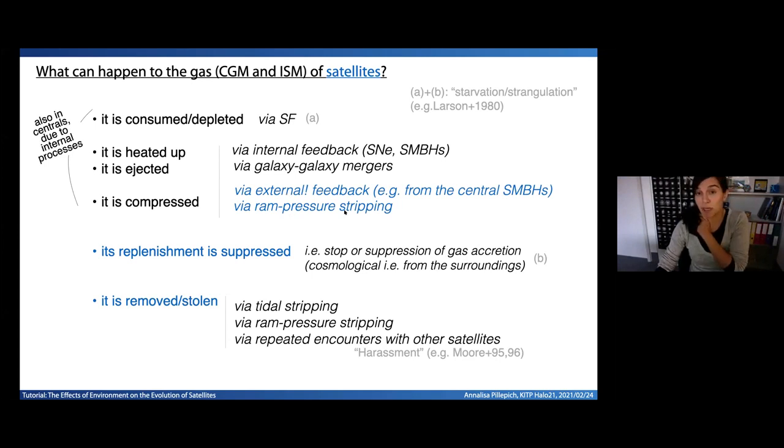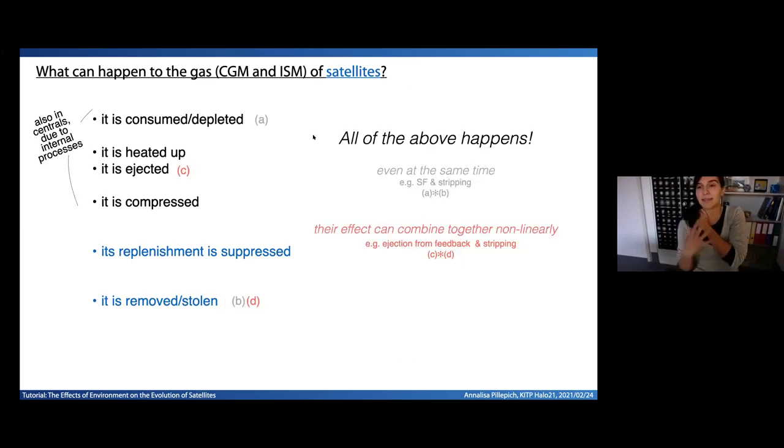And ram pressure stripping can remove gas, but can also compress it at the same time. As you can see, all of those happen simultaneously. We can even see star formation happening at the same time as stripping of both stars and gas. And the effects can combine together, sometimes constructively or not. For example, if you heat up the gas via supernova feedback, you may make it less gravitationally bound, and then it's easier to remove it, say, via stripping, tidal or ram pressure.